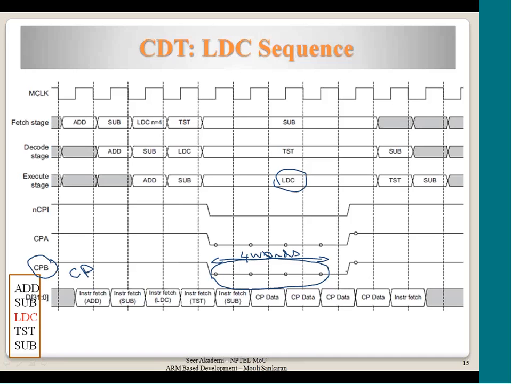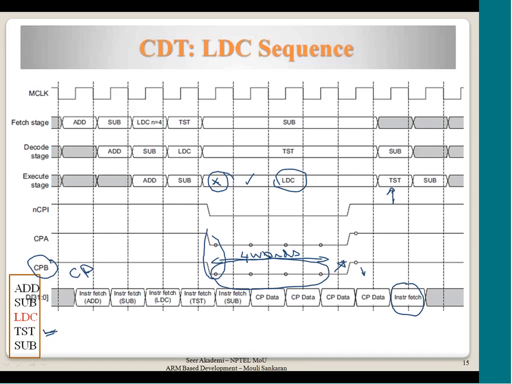generate the address. Please remember, it is not similar to CDP, where once somebody has accepted it, the ARM can go to the next instruction. Here the ARM has the job of generating the address, so it cannot throw this LDC out of the execute stage and take the next instruction. It can generate the address only when this LDC instruction is in the execute stage of the ARM pipeline. So the LDC instruction will continue to be in the execute stage of the ARM till this busy goes high. That means the coprocessor indicates that it is done with the transfer, and now the ARM can stop generating the address. At that moment only, it generates the address for fetching the next instruction, and it goes ahead with the execution of the next instruction which was there in the pipeline.